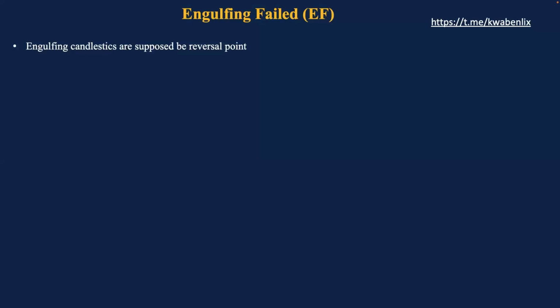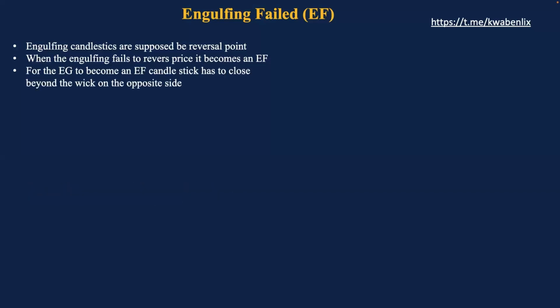An engulfing candlestick is supposed to be a reversal point. So when the engulfing fails to reverse price, it becomes an engulfing fail. The abbreviation of engulfing is EG, and the abbreviation of engulfing fail is EF. For an EG to become an EF, the candlestick has to close beyond the wick on the opposite side. So this is easy.